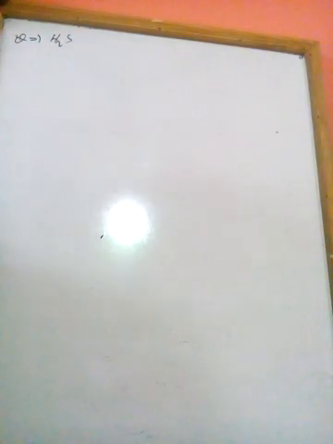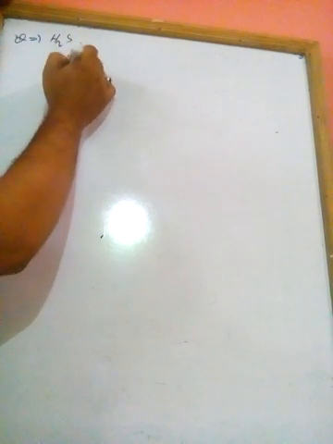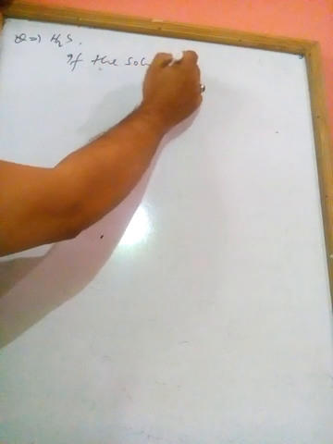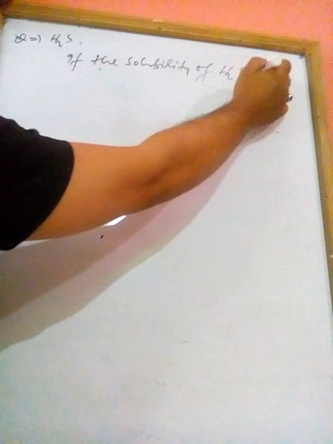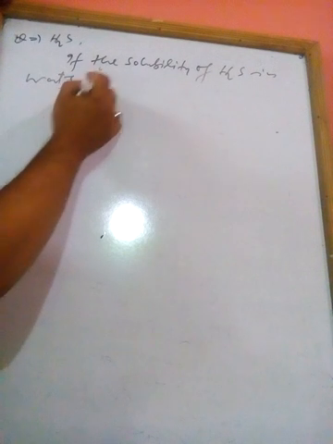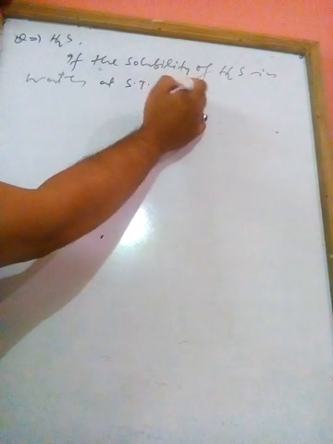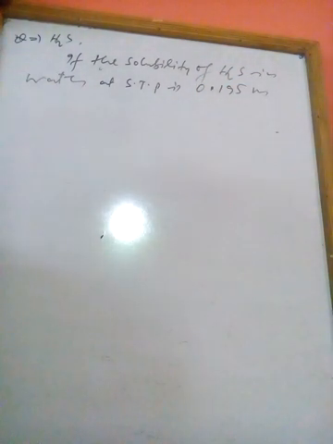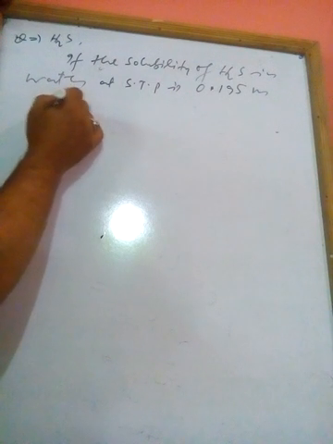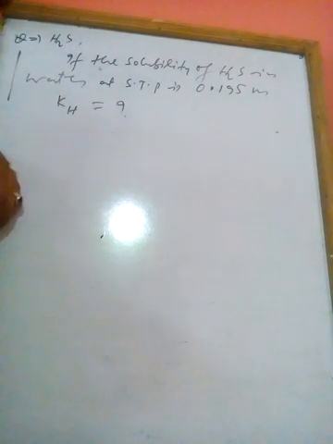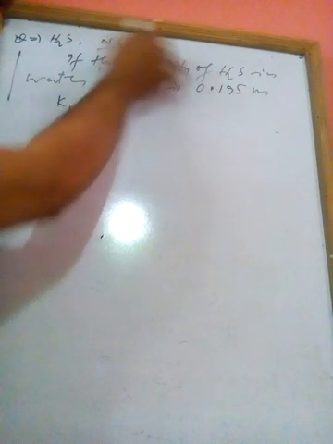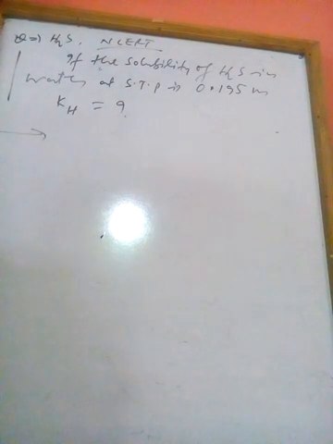If the solubility of H2S in water at STP is 0.195 m, where m means molar solution, calculate KH. We have to determine KH in this question. This is an NCERT question. Let us see how this is solved.